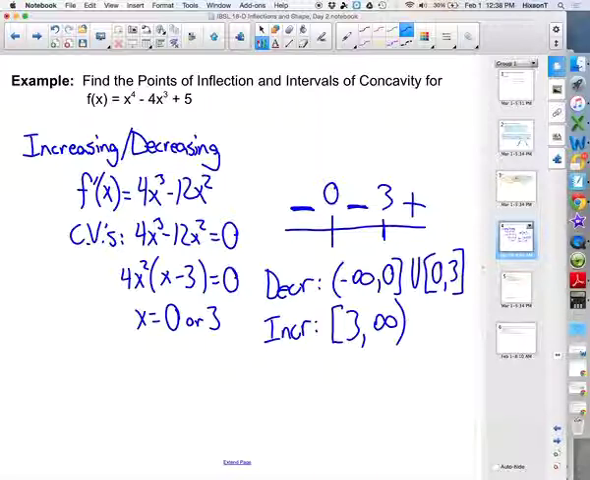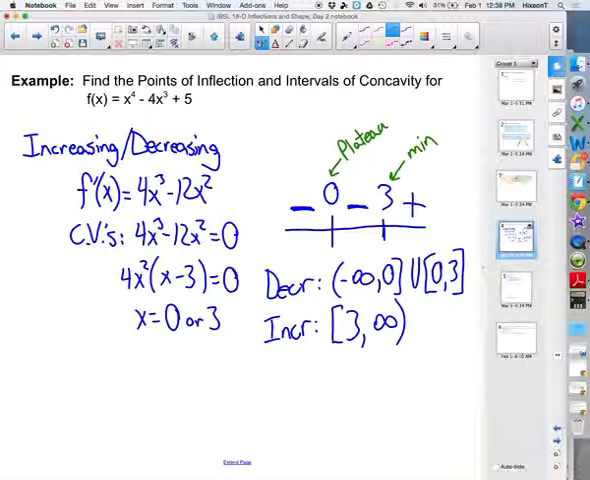Based on this, what could we say about 0 and 3? It's a plateau point. Okay? It appears as though 0 is a plateau point. 3 is going to be a minimum point, because we were going down and now we're going up. Alright? We were decreasing, now we're increasing. Okay? So that's the first step.